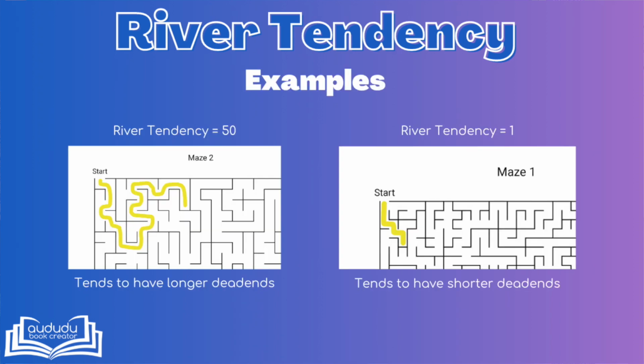As you can see in these examples, the maze on your right, which was generated with a river tendency of 1, is going to tend to have smaller dead ends. And the maze on the left, generated with a river tendency of 50, is going to tend to have longer dead ends. So if you're looking to add complexity to your maze, you want to have longer dead ends. You're going to want to have your river tendency number be a higher number.